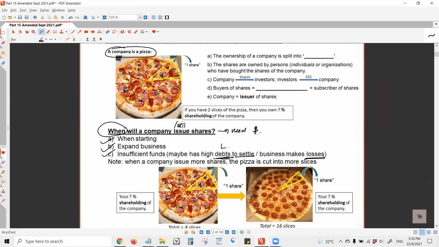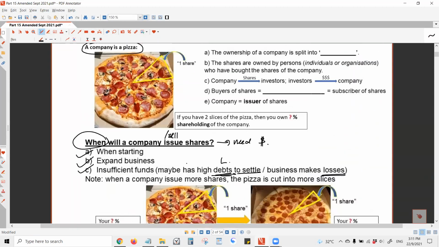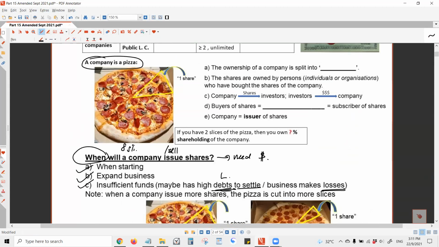If you own a slice, you can see this pizza has been cut into 8 slices. From your book you cannot see easily, but here you have color. There are 8 slices in total. If you own the whole pizza, you own the whole company. Logical? If you cut the company into 8 slices, that means there are 8 shares altogether.